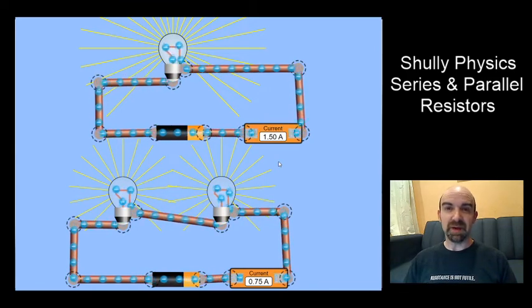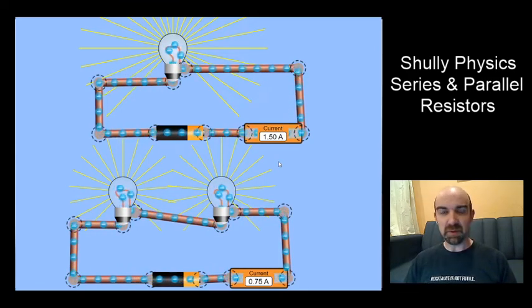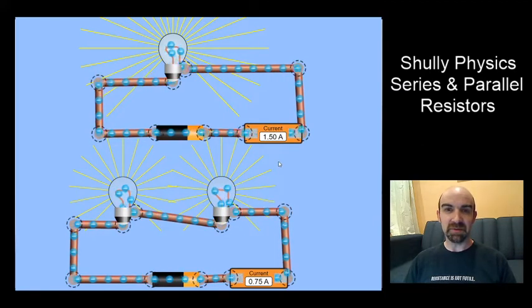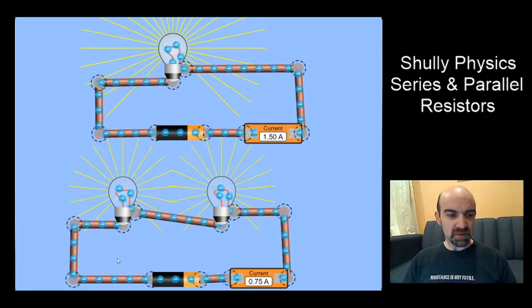So what do you think? If we've got a 2 ohm resistor and another 2 ohm resistor, what would be the total resistance? It would probably be 4 ohms. So let's take a look at that.